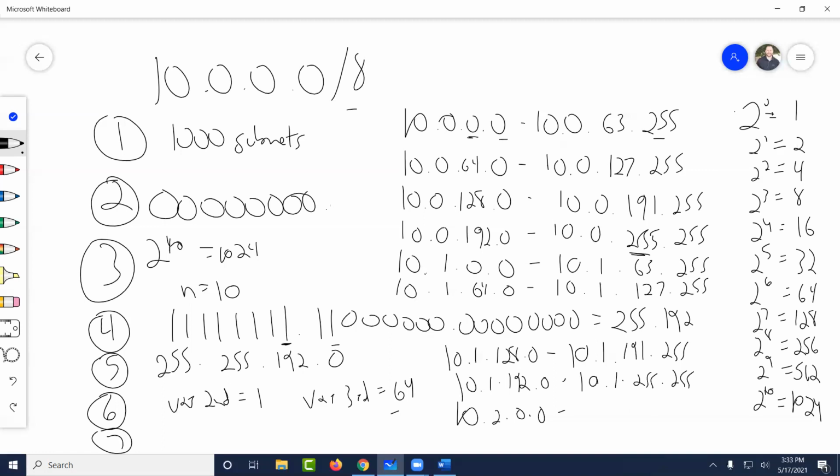So we took a /8 network. We borrowed 10 bits from it and we made 1,024 subnets. And each one of those subnets will have 2 to the 14th hosts on it. Does this make sense? Okay.